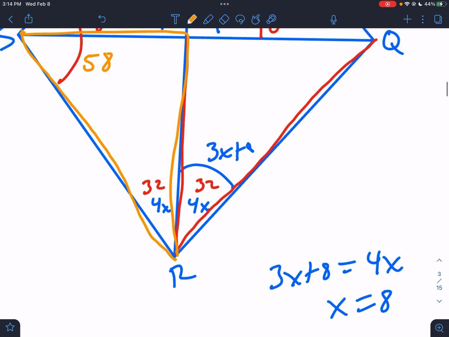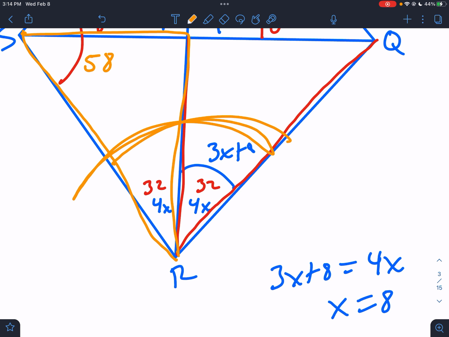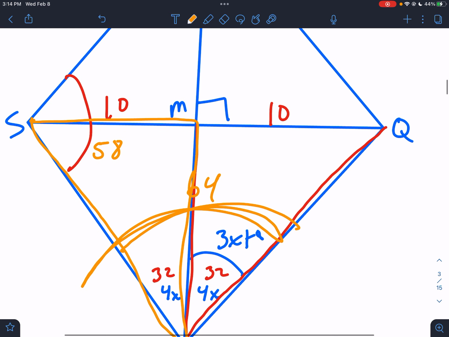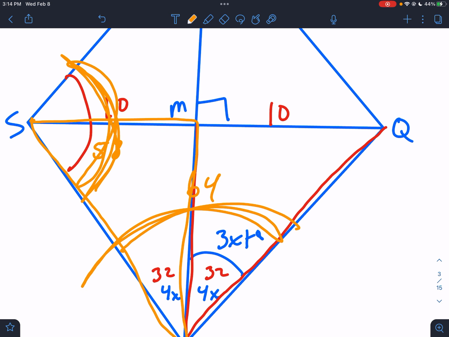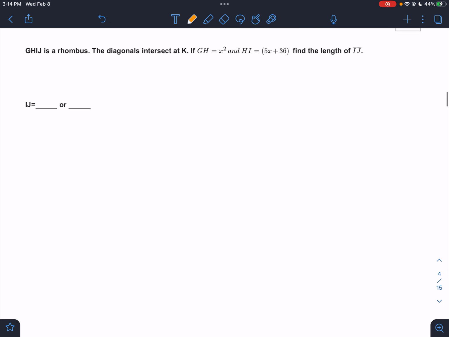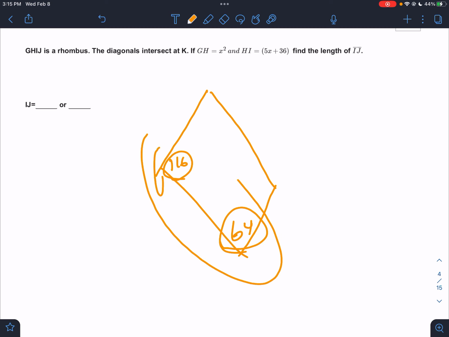The other way you could think about it is this entire corner is 64. And you know that consecutive corners of a shape have to add up to 180. So if this entire corner is 64, and here, just real quick, draw a blank rhombus, if this entire corner is 64, then this entire corner has to be 116. Because these consecutive corners have to add up to 180. That's a rule. Okay.